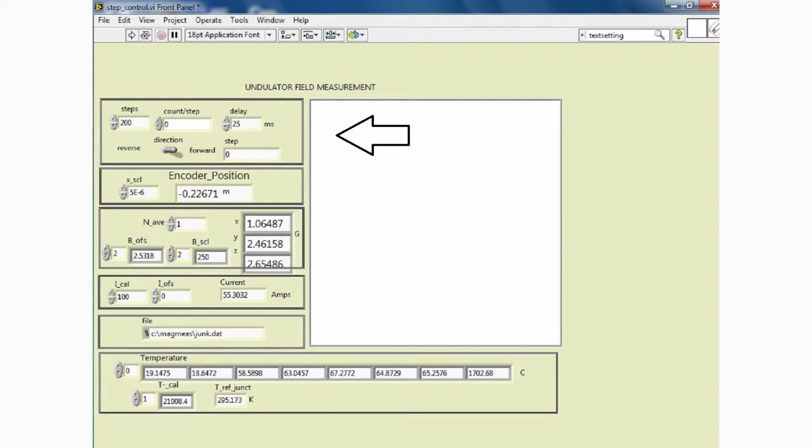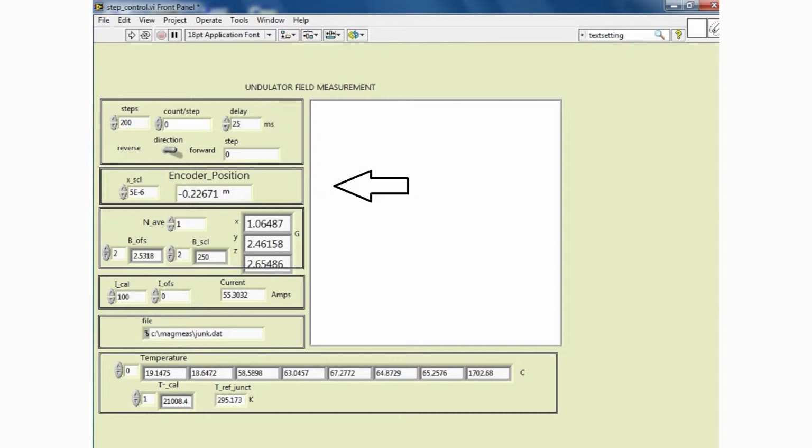We can use this to increase the amount of data points gathered during the experiment, at the cost of time it takes to conduct the experiment. Next, we have the output from the magnetic encoder displayed here. The magnetic encoder is used to determine the position of the Hall effect sensors.